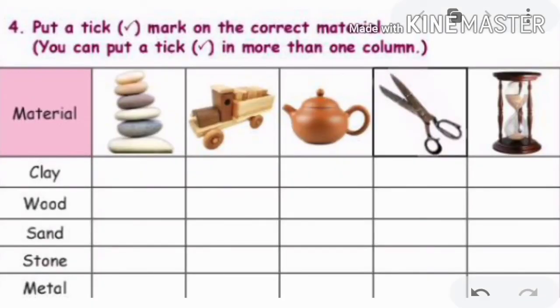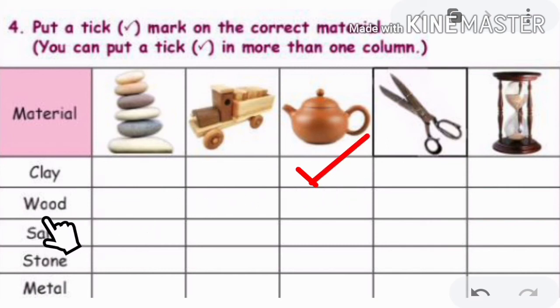Children, in this activity, you have to put a tick mark on the correct material. You can put a tick mark in more than one column. Okay, children, first see the materials they have given. Clay, wood, sand, stone, metal. And see the things made up of these materials. Stone, wooden toy, clay teapot, metal scissor, and sand clock. Now we have to put a tick mark. First material is clay. Now tell me, which thing is made up of clay here, children? This one. Very good. This is clay teapot. So, put a tick mark here.